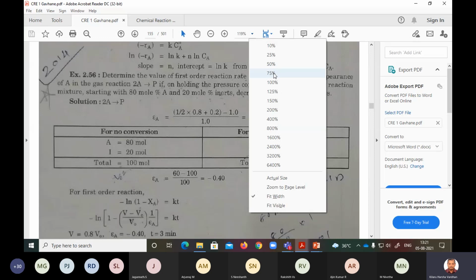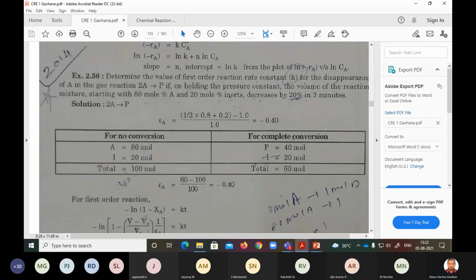I think, shall I increase the size a bit? Is it okay? Shall I increase the size or is it okay, ma'am?